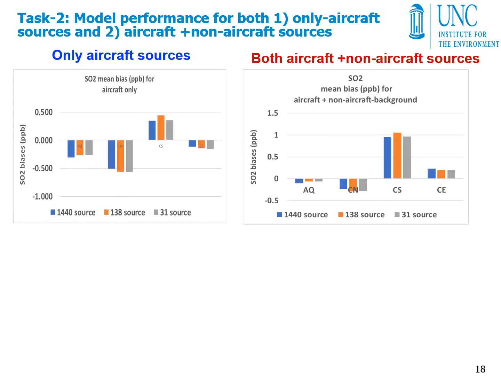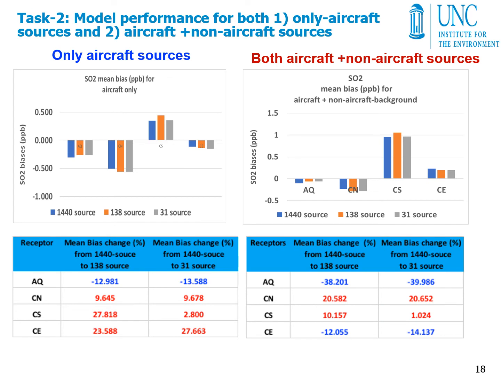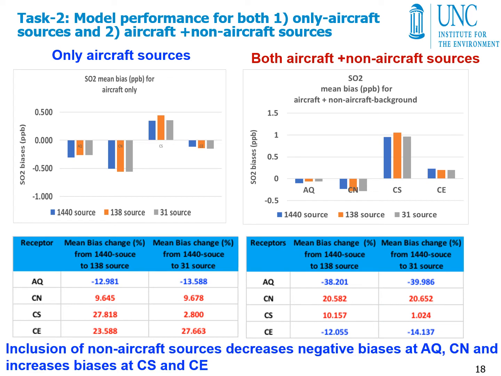This slide shows model performance for both only aircraft sources and aircraft and non-aircraft sources. Because of time, I will not discuss much. The summary of this slide is, inclusion of non-aircraft sources decreases negative biases at AQ and CN and increases biases at CS and CE.